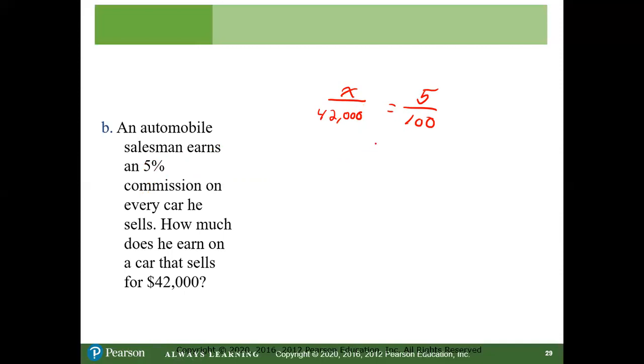So 42,000 times 5 is 210,000. So this is going to be 100 x is equal to 210,000, and then we divide by 100. And of course, that just cancels out some zeros. It looks like this salesman is going to make $2,100.